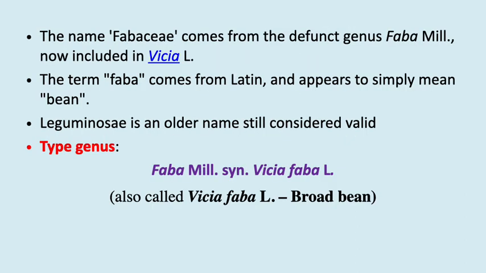The name Fabaceae comes from the defunct genus Faba Mill, which is now included in Vicia L. The term faba comes from Latin and it appears to simply mean a bean. Leguminosae is an older name and it is still considered a valid name. The type genus for this family is Faba Mill, synonym Vicia faba L. It is also called broad bean.